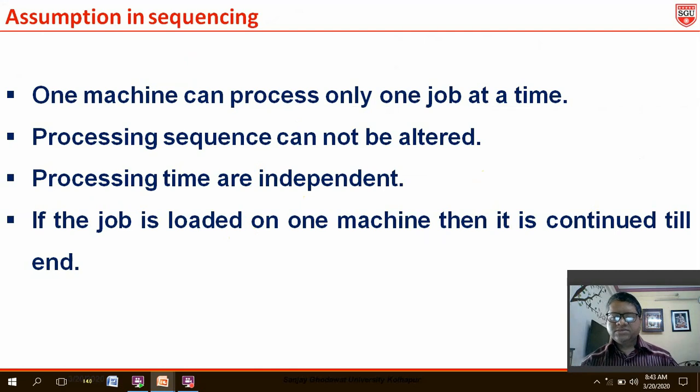One of the important assumptions in sequencing is that one job can be processed on only one machine at a time. The processing sequence we cannot change, and processing times are independent of the sequence of the jobs. And a very important assumption is that if the job is loaded on a machine, then it must be continued till the end.